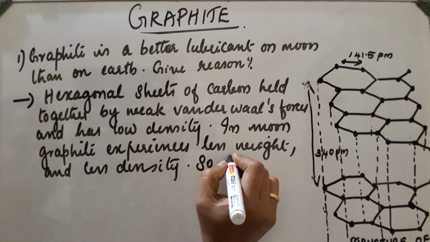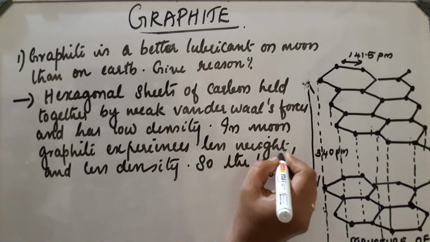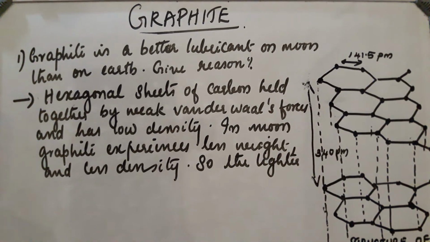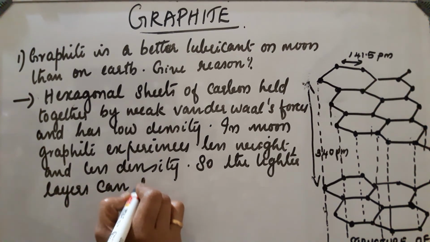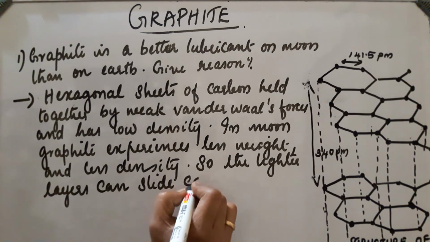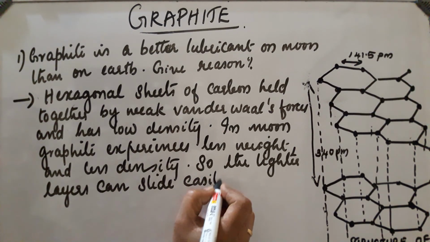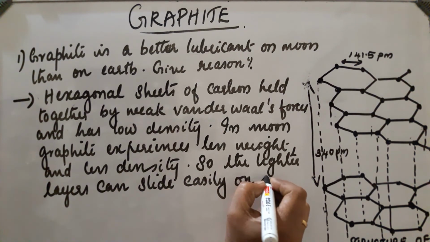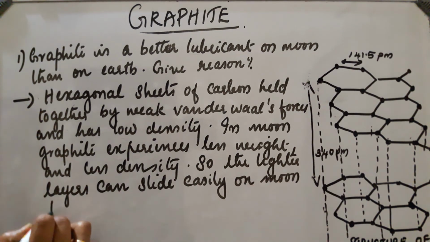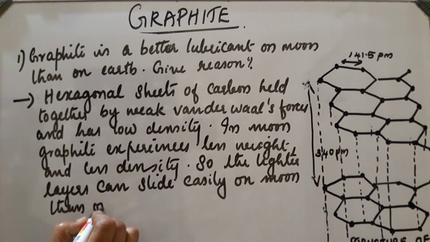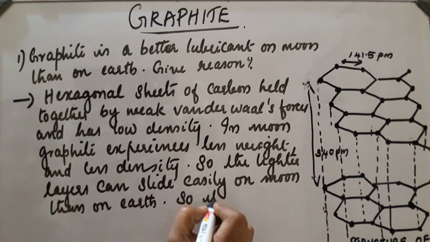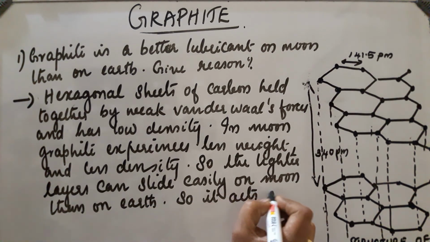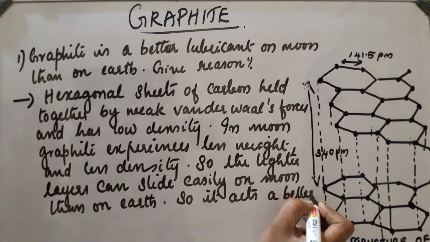The layers are lighter because they have low density. So the lighter layers can slide over one another easily on the moon than on earth. So it acts as a better lubricant on the moon.